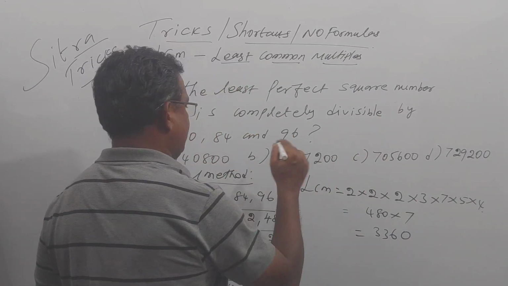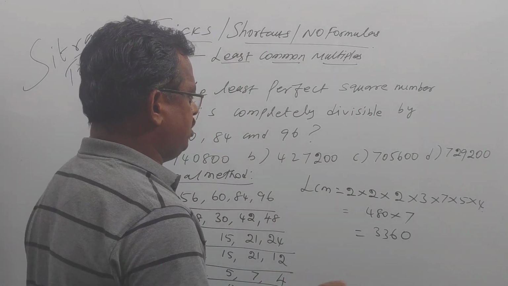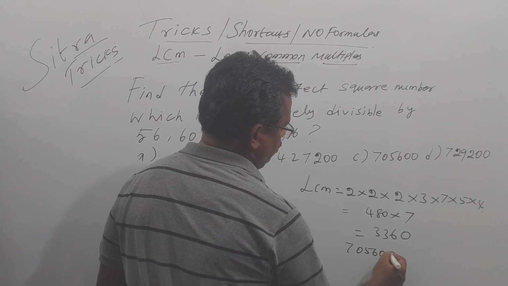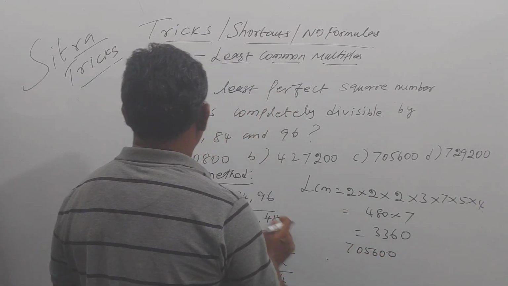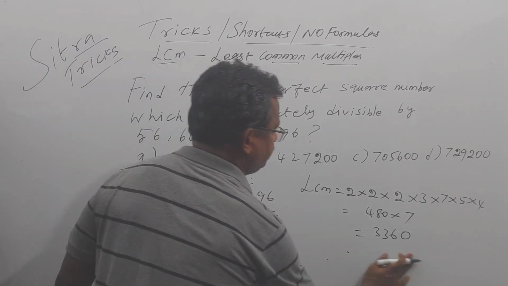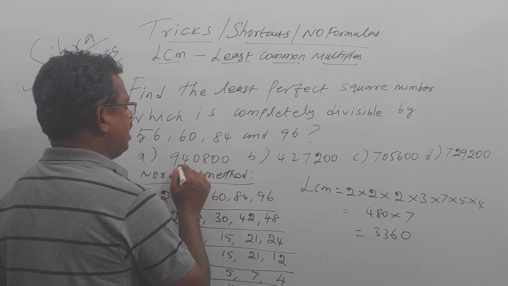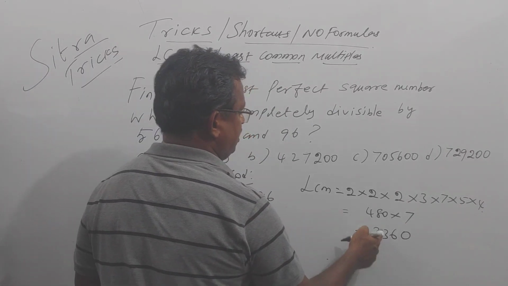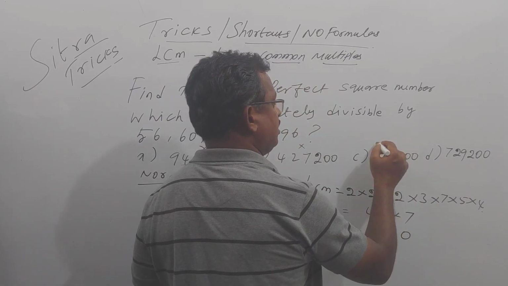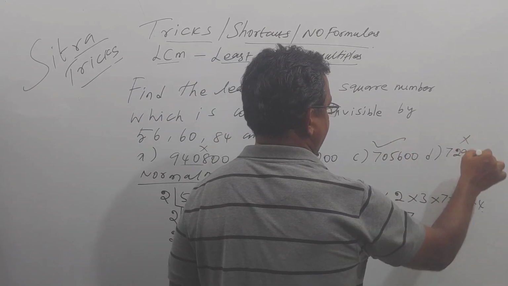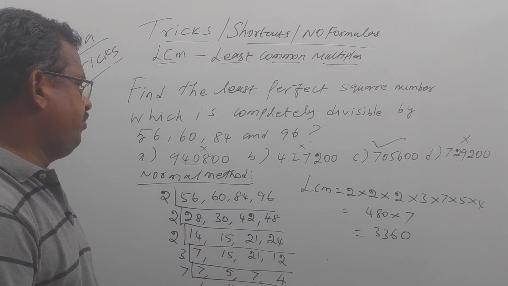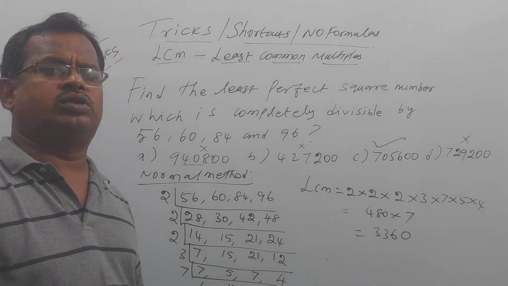After that, you check whether each option is divisible or not, and find the answer. Some options you cannot divide, so they are not the answer, and one can be divided. This is the normal method. If you use this normal method, it takes more time.